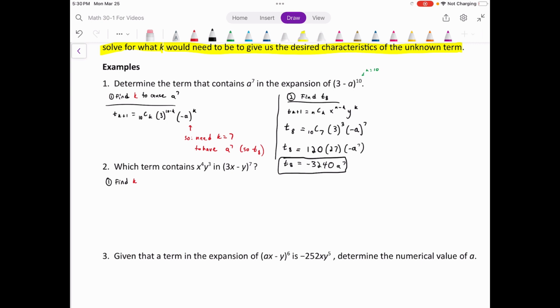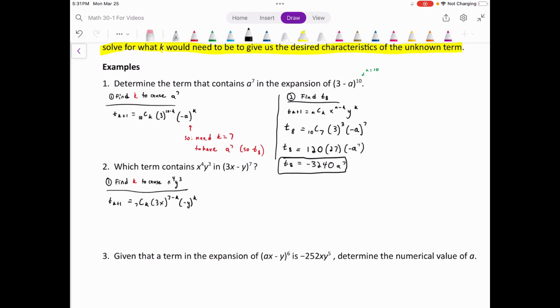We can make it pop to ourselves a little bit more by writing out the binomial theorem. Find k to cause x to the 4th, y cubed. But the k plus 1th term will just be, for us, n choose k, n is 7. So 7 choose k times x. Our x is 3x. Again, the 3 isn't going to have any effect on the exponent on x. It just changes the coefficient. To the power of 7 minus k times our y. Our y is negative y to the power of k, right?